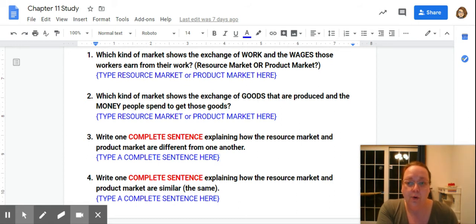And then again for number 4, write 1 complete sentence, 1 beautiful complete sentence, explaining how the resource market and product market are similar. So how are they the same? Type your complete answer here. Another note, all of these areas that say type resource market or product market here, type a complete sentence here, delete those before you start typing. So I shouldn't see these when you turn in your completed response, okay? That's just me holding a place for you to start typing.